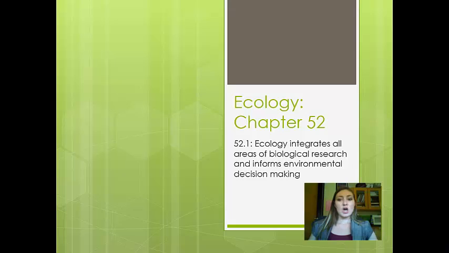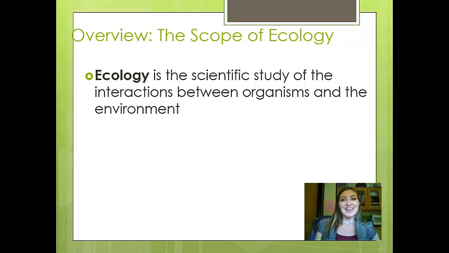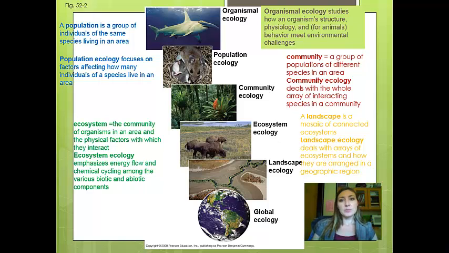We're going to discuss ecology and how science plays a role in ecology and environmental decision making. The basic definition of ecology is the scientific study of the interactions between organisms and their environments. To give you a little background, we're going to look at the different levels of ecology, starting with the organisms.